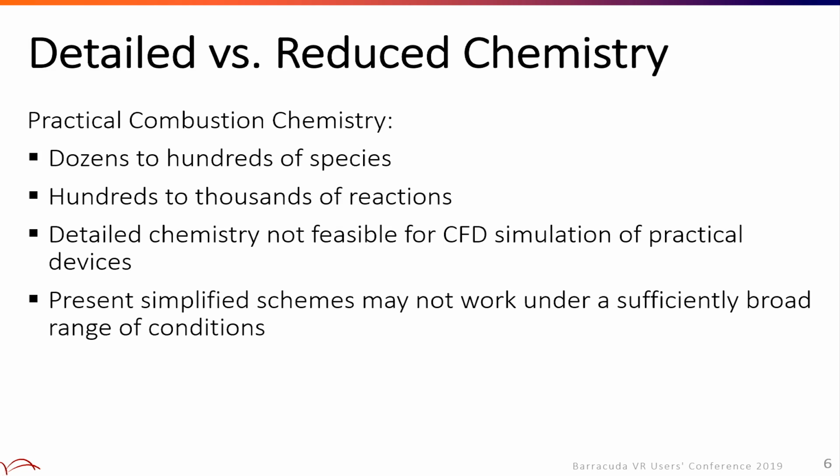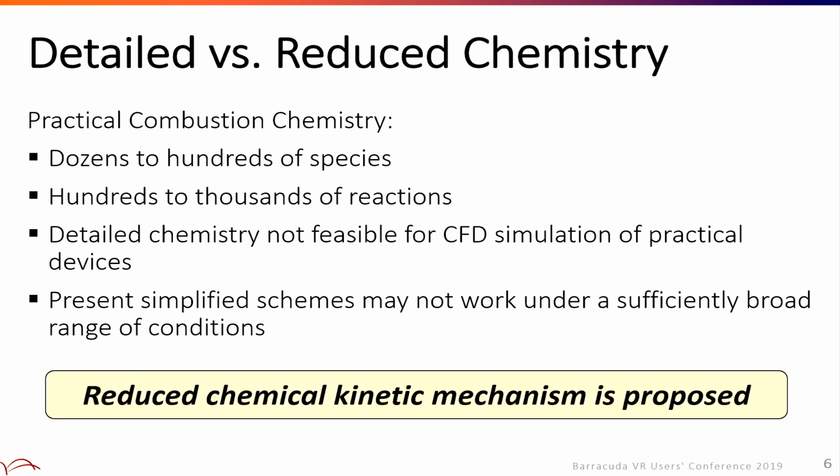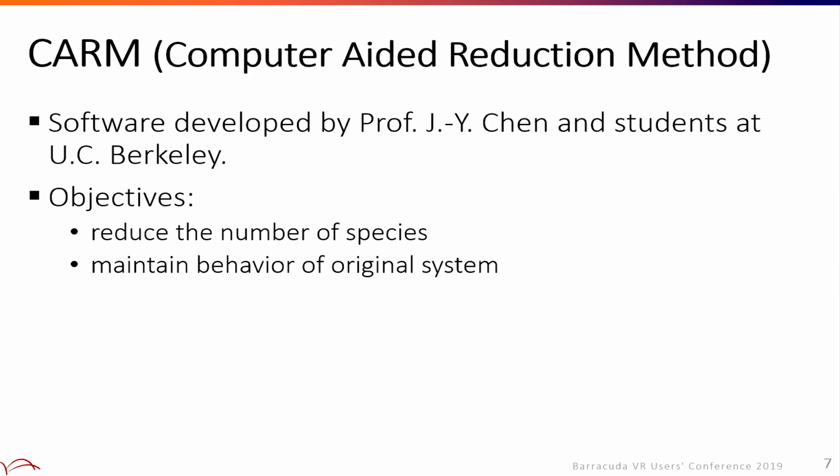But practical combustion system chemistry includes dozens to hundreds of species and hundreds to thousands of reactions, and the detailed chemistry is not really feasible for CFD simulations of practical devices. Present simplified schemes may not work under a sufficiently broad range of conditions. That's why we propose to use a reduced chemical kinetic mechanism. We use CARM, the computer-aided reduction method, software developed by Professor J.Y. Chen and students at UC Berkeley. The main objective is to reduce the number of species you have to deal with while maintaining the behavior of the original system.